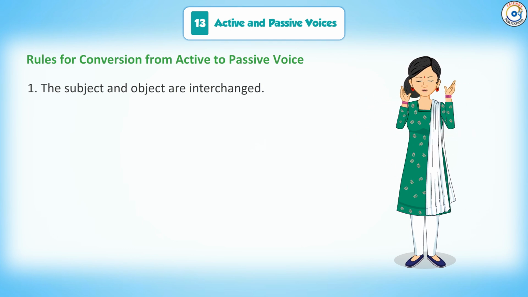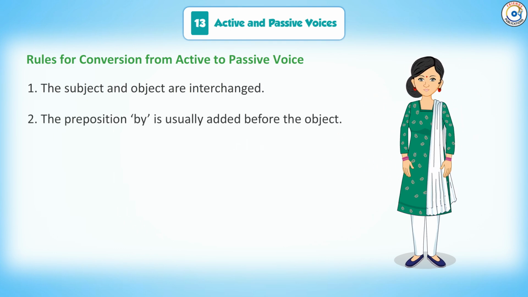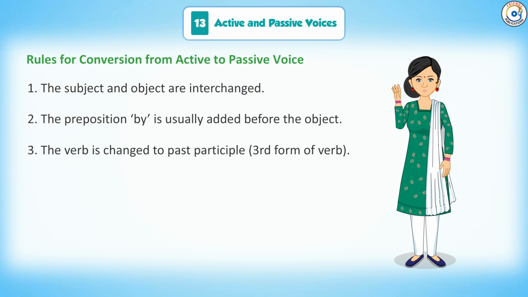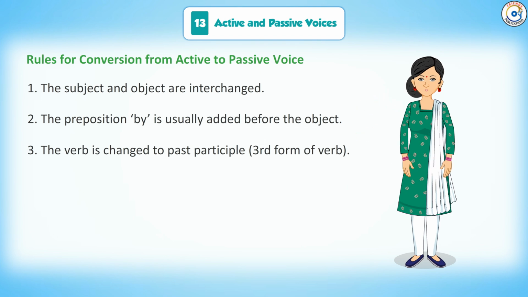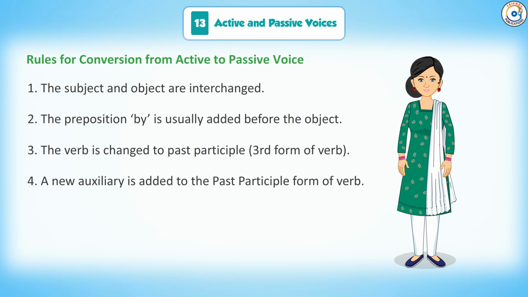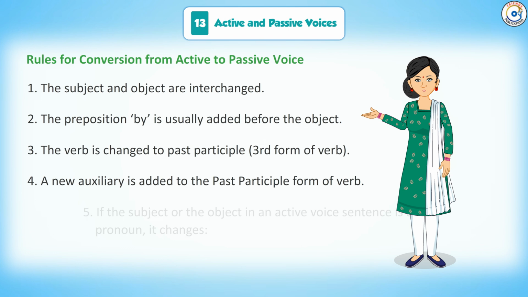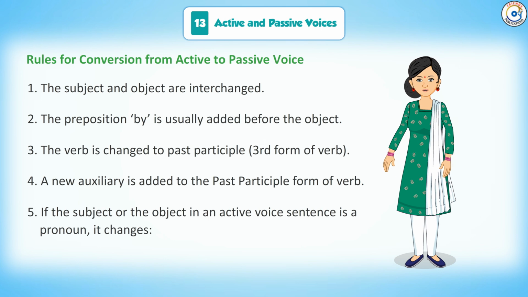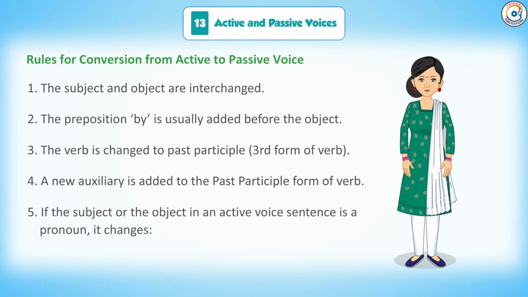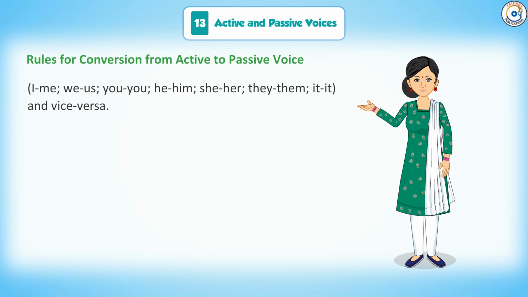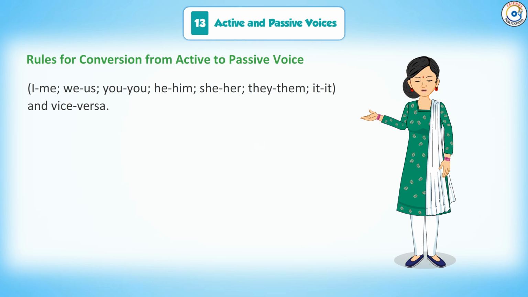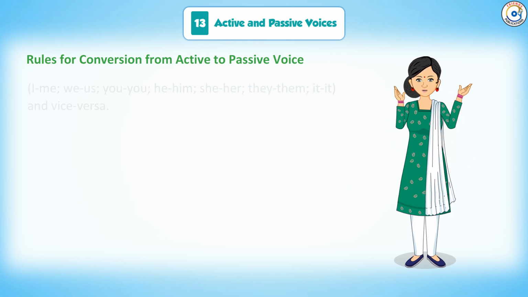Rules for conversion from active to passive voice. 1. The subject and object are interchanged. 2. The preposition by is usually added before the object. 3. The verb is changed to past participle, third form of verb. 4. A new auxiliary is added to the past participle form of verb. 5. If the subject or the object in an active voice sentence is a pronoun, it changes. I, me, we, us, you, he, him, she, her, they, them, it, and vice versa.